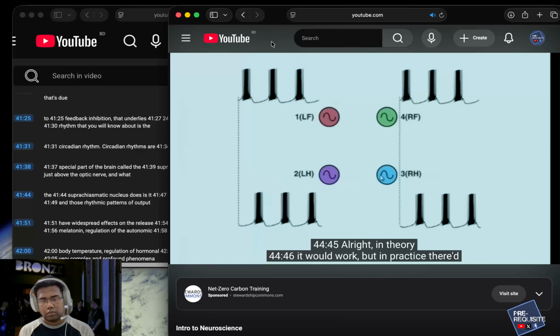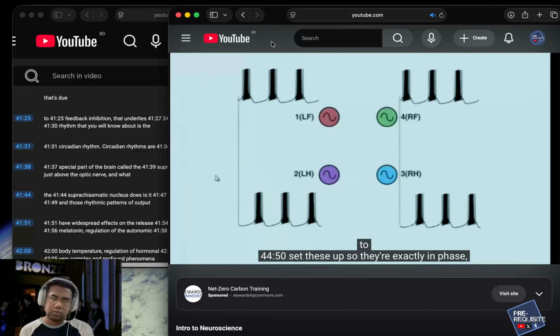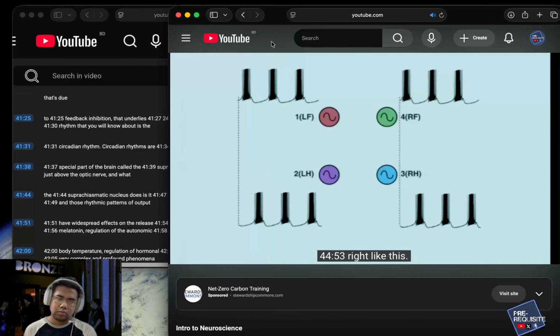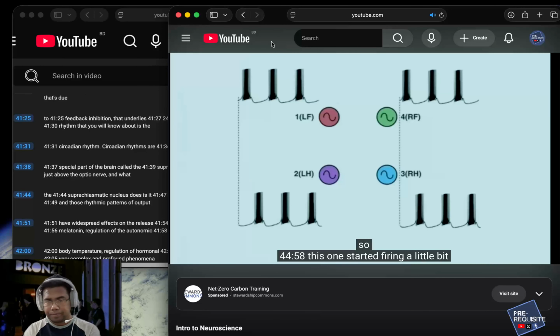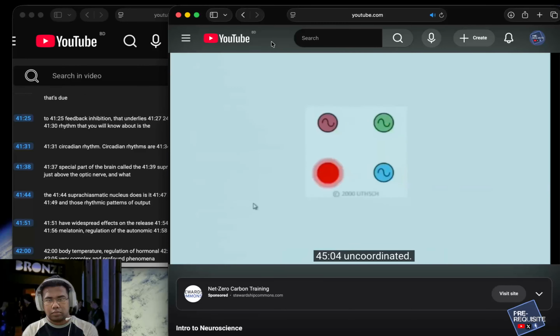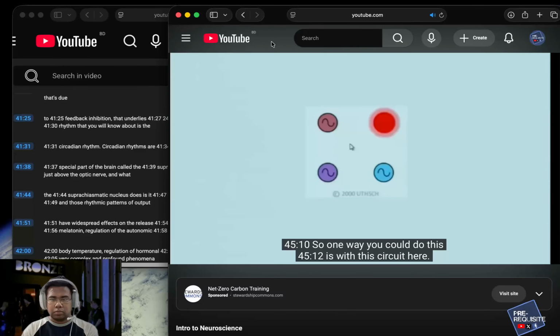Right? In theory, it would work, but in practice, there'd be problems because you'd have to set these up so they're exactly in phase, right, like this. And what would happen if there was some drift in the activity? So this one started firing a little bit earlier or later. Well, your problem would be that things would get very uncoordinated. So this doggy is not going to gallop. In fact, it's not even going to walk very well. So one way you could do this is with this circuit here.